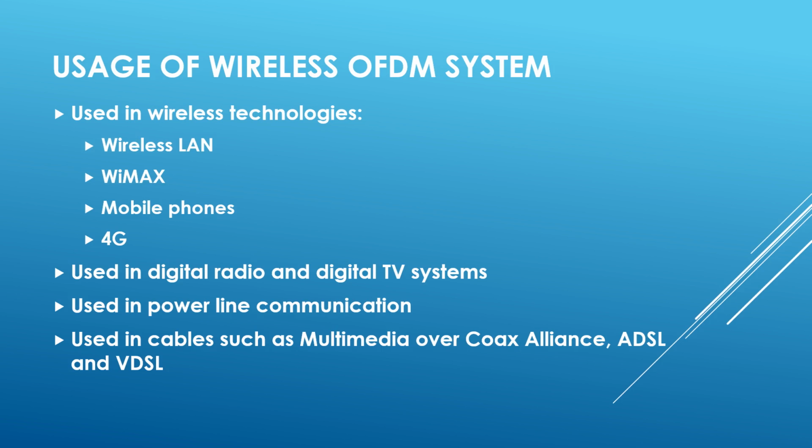Usage of wireless OFDM system. Wireless OFDM systems are widely used in wireless technologies. To name a few, we have the wireless LAN, WiMAX, mobile phones, and also 4G is a wide user of the wireless OFDM system. OFDM systems are also used in digital radio and digital TV systems. It's also used for power line communication, and it is used in cables such as multimedia over coax cable, popularly known as MoCA, ADSL and VDSL as well.